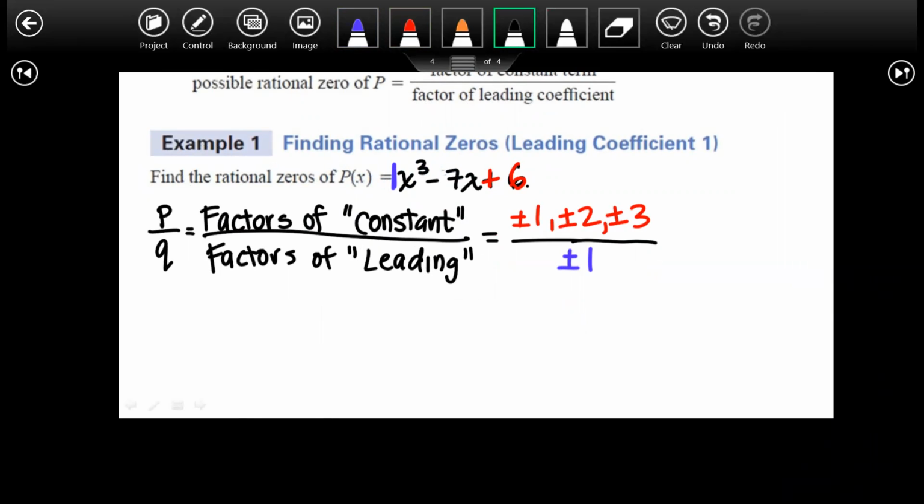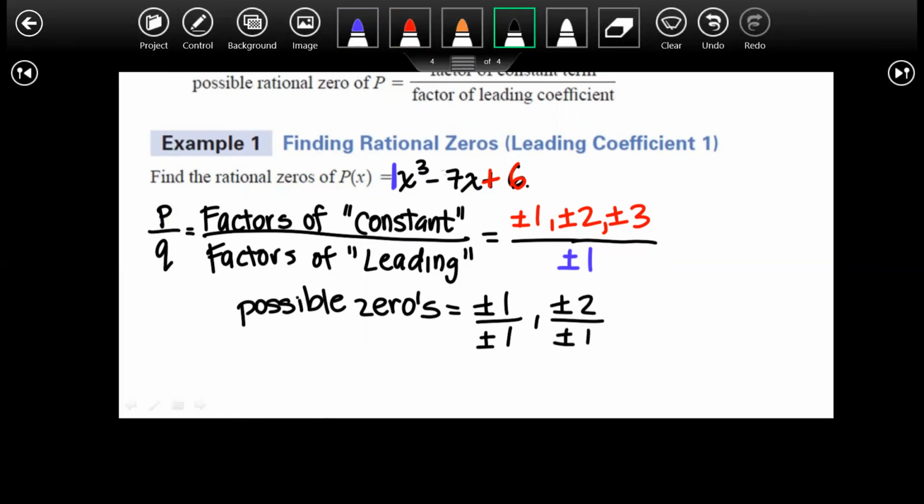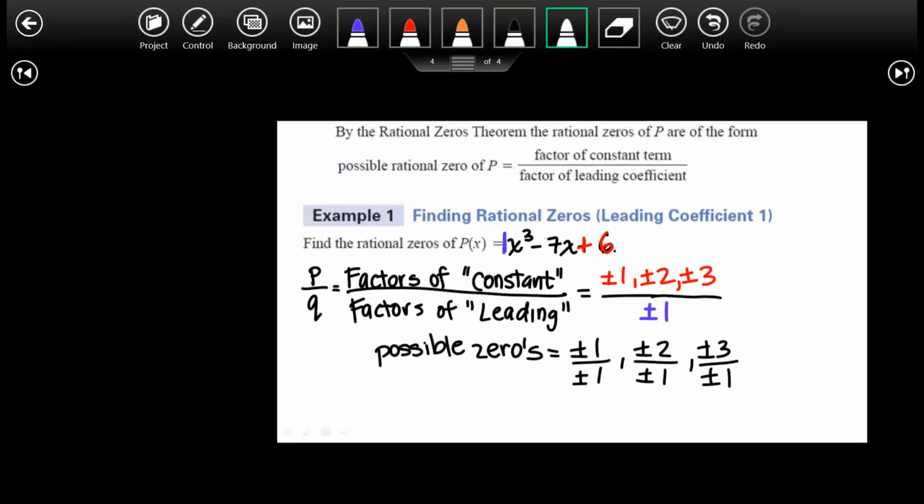So possible zeros that we're going to get here is plus or minus 1 over positive 1, plus or minus 1 over 1. We can get plus or minus 2 over 1, plus or minus. These are all the possible ways we can see these as factors. Okay, these are all possible zeros for these. And it's not going to be always as clear because sometimes we might have different factors and fractions when doing these.